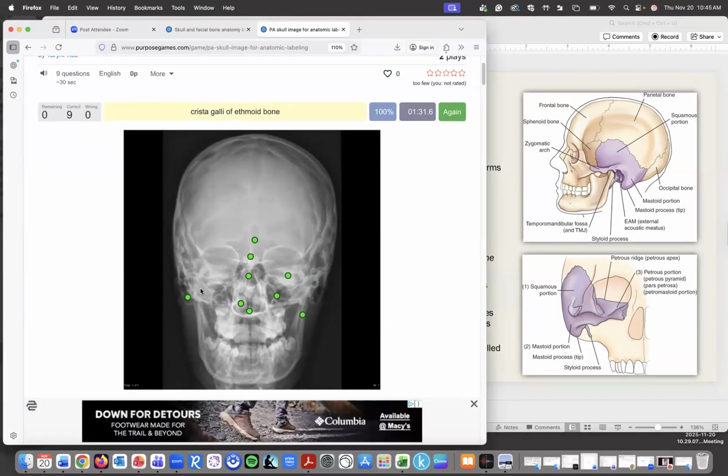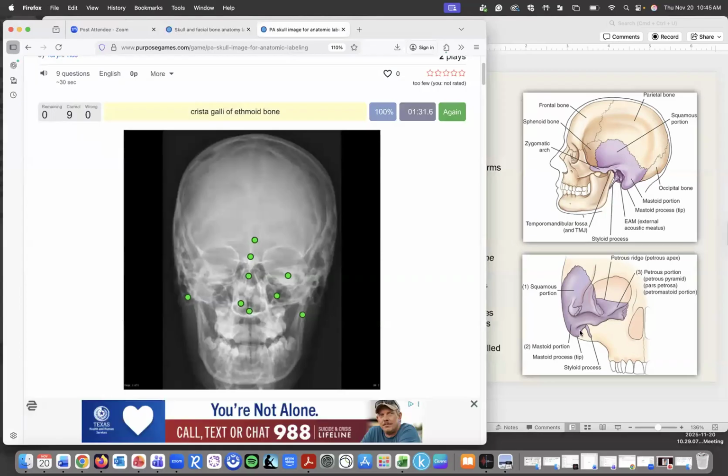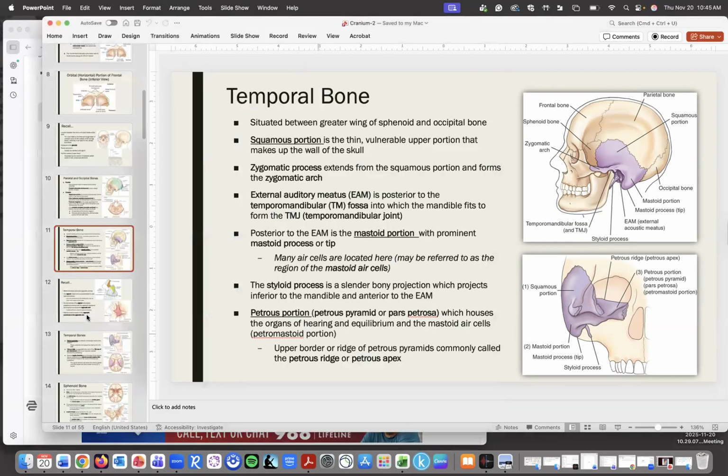So just take note of how you see that bone show up in an X-ray, and make sure to take away the petrous ridge. Mastoid portion or tip is the tip there, and there are air cells in there as well. Also, the EAM, or external acoustic meatus or auditory meatus, is here. You can see it in this X-ray, and it's just the opening of the ear.